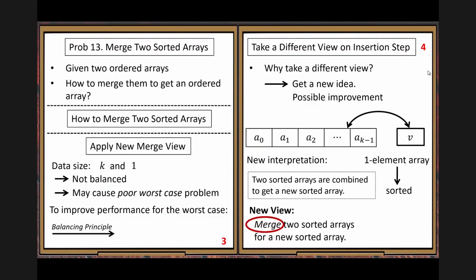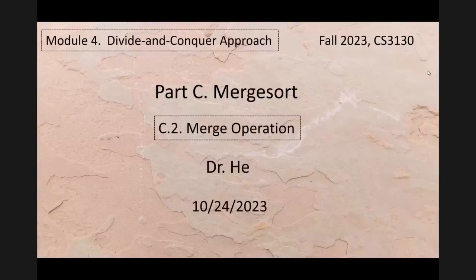We want to apply the balancing principle. Balance: when you have freedom to choose, you want to choose the most balanced way to split your data. That's the balancing principle. Try to make two subarrays of equal size. If we can choose how to split the data, that's the best way to split our given array. Equal size.